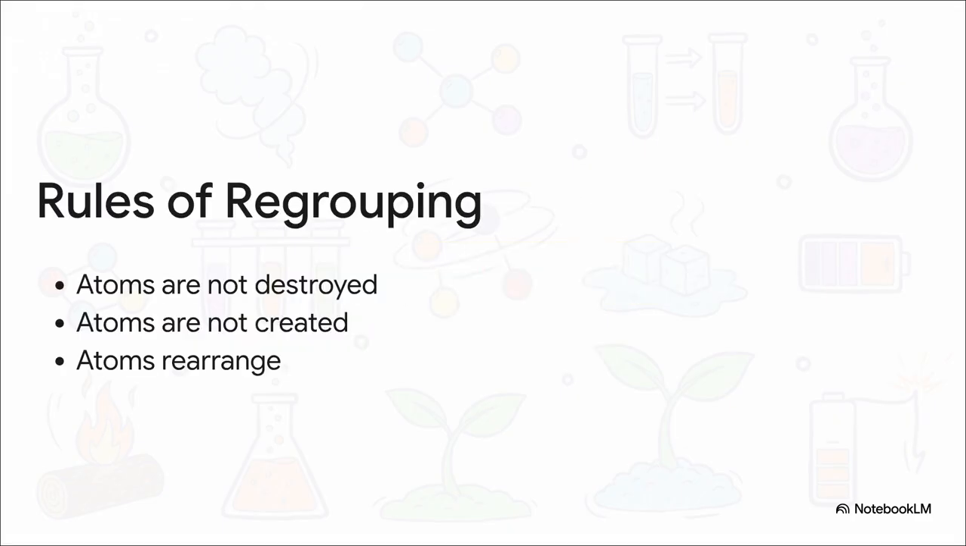The rules of regrouping make this super clear. Atoms are not destroyed, and they certainly aren't created out of nothing. During a reaction, the atoms simply detach from one another, rearrange themselves in all the chaos, and then lock back together into completely new molecular structures. It's exactly like taking a Lego castle apart to build a spaceship. If you start with 100 atoms of a specific type, you're going to end with exactly 100 atoms of that type, just built into a new shape. The total mass stays identical.